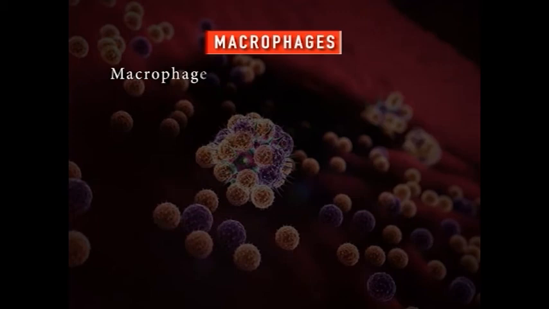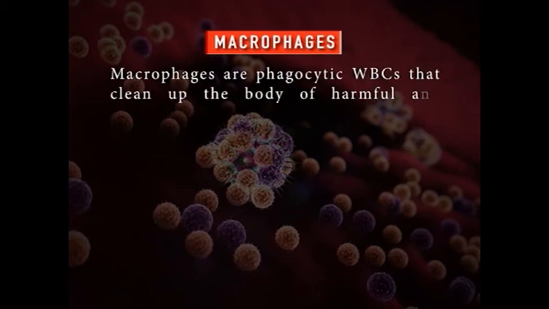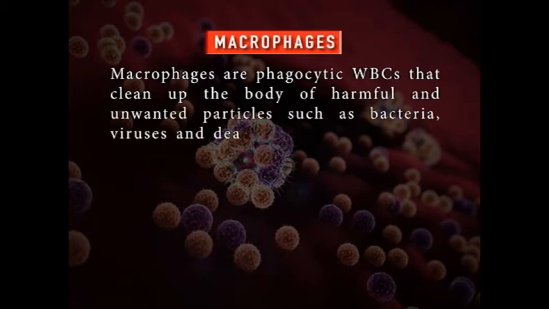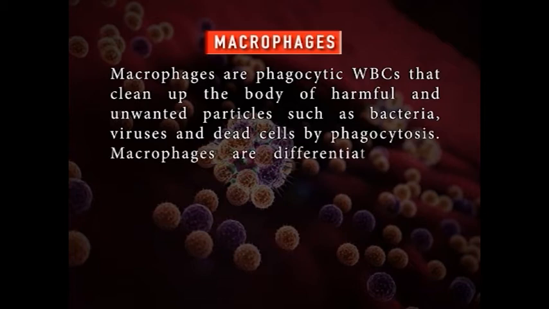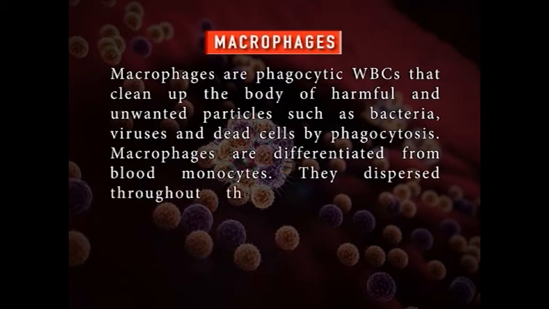Macrophages. Macrophages are phagocytic WBCs that clean up the body by removing harmful and unwanted particles such as bacteria, viruses, and dead cells by phagocytosis. Macrophages are differentiated from blood monocytes. They disperse throughout the body in tissues.